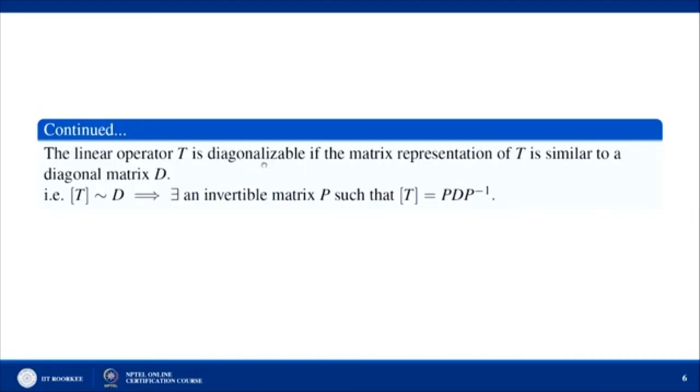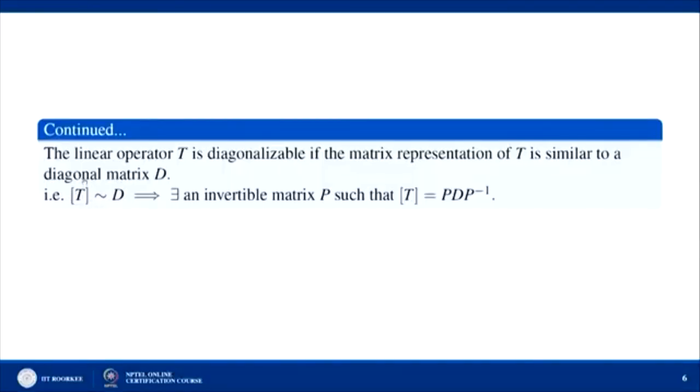So, the linear operator T is diagonalizable if the matrix representation of T is similar to a diagonal matrix. We already know that every linear transformation is represented by a matrix. So, if the matrix representation of a linear operator T is similar to a diagonal matrix D, then we say that T is diagonalizable. That clearly means that the matrix representation of T is similar to D. That means there exists an invertible matrix P again, such that the matrix representation of T is equal to P D P inverse.